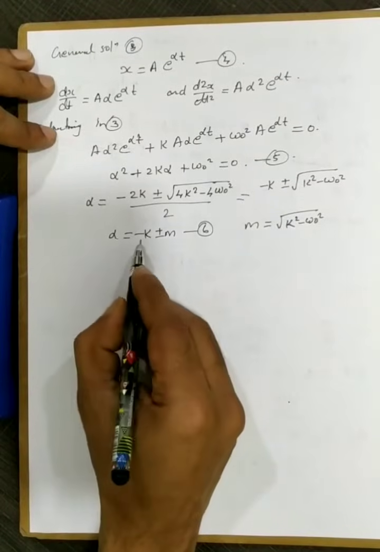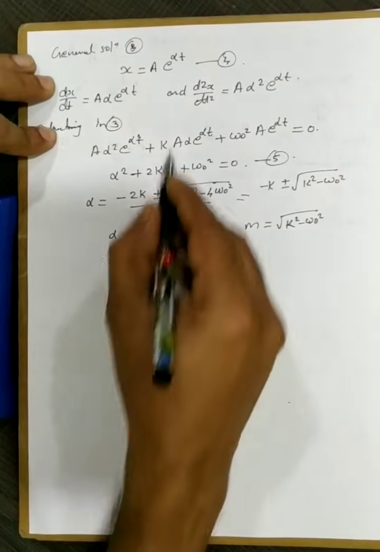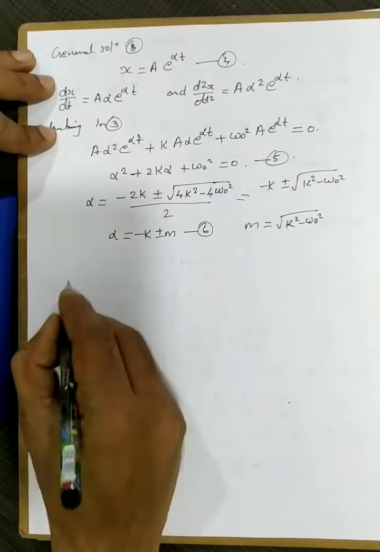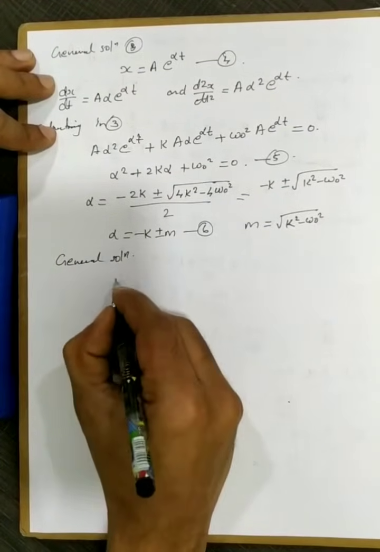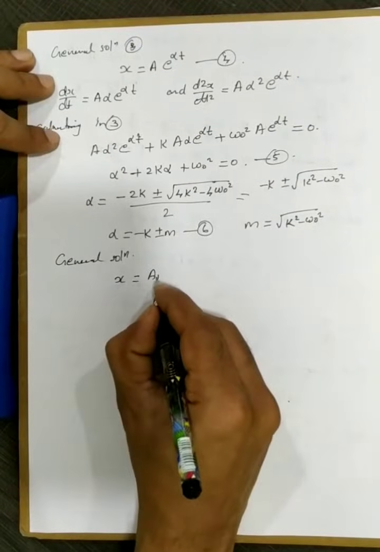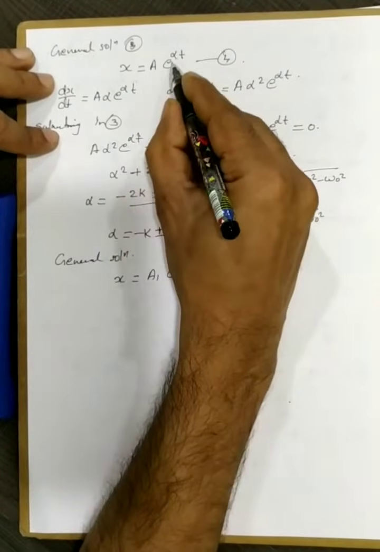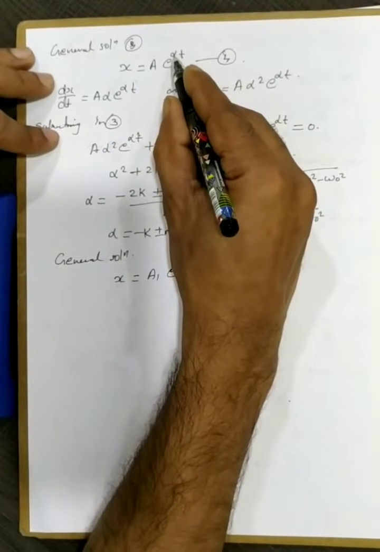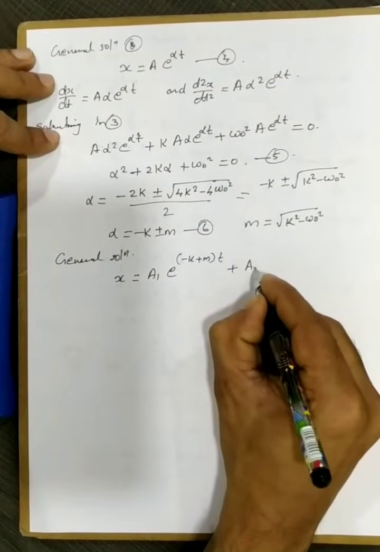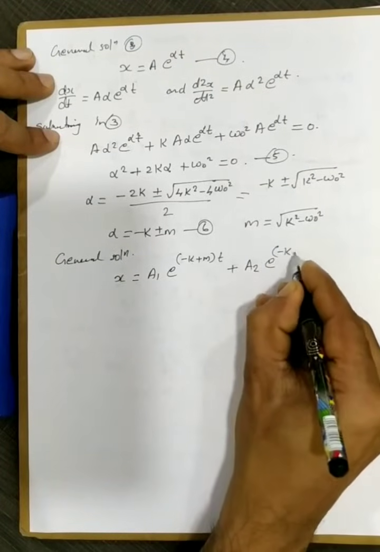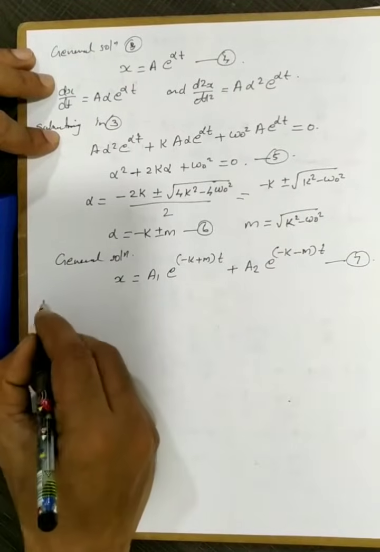So alpha has two solutions, minus k plus m and alpha two, minus k minus m. There are two solutions, so the general equation must be written as equation 4. The general solution is, the most general solution is x equal to a1, some constant a1 e raised to minus k plus m t. General solution is a e raised to alpha t. Since alpha is degenerate and has two solutions, we can write it as a linear combination of the two, plus another constant a2 e raised to minus k minus m t. This is equation 7.